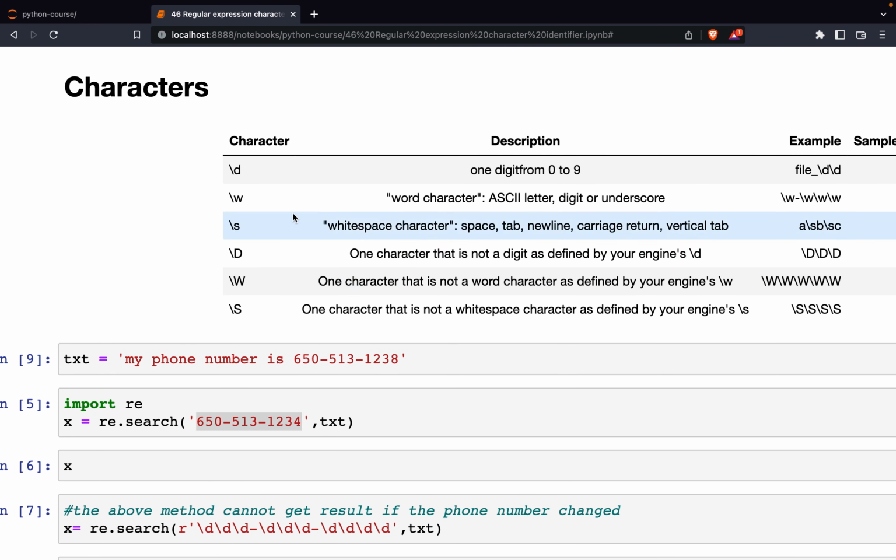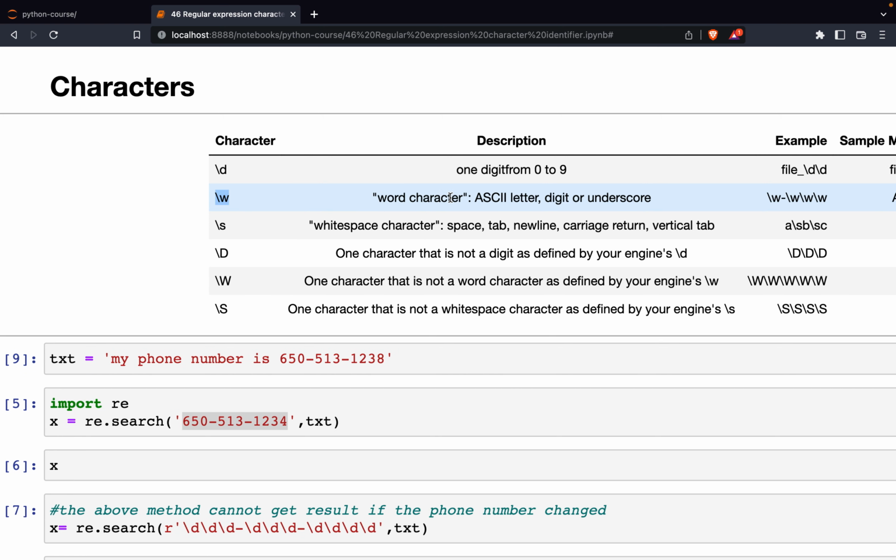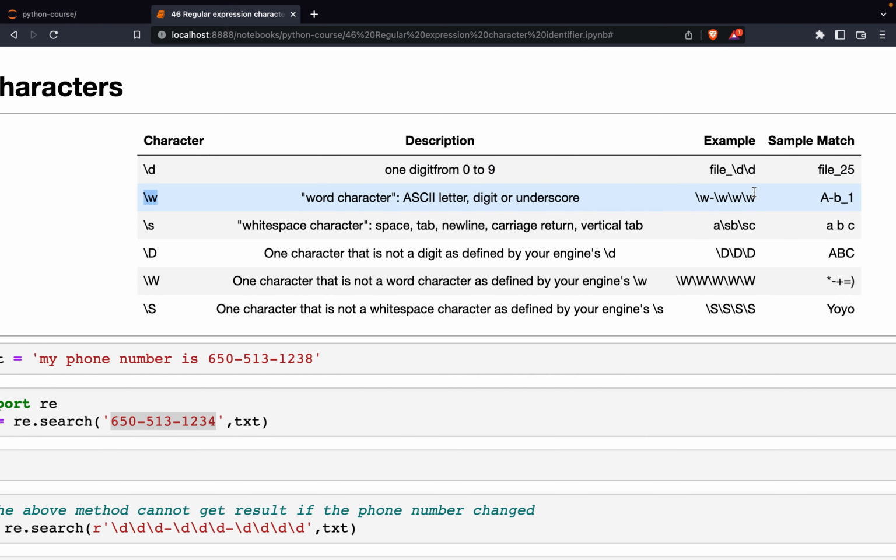And of course there are other character identifiers, like \w is the word characters. So for example, you can see the underscore is also a word character. So if you have \w 3 times, you can match abc_1, and there is also the white space character, which is \s. And so if you have a b c separated by spaces, then you should get a, b, c.